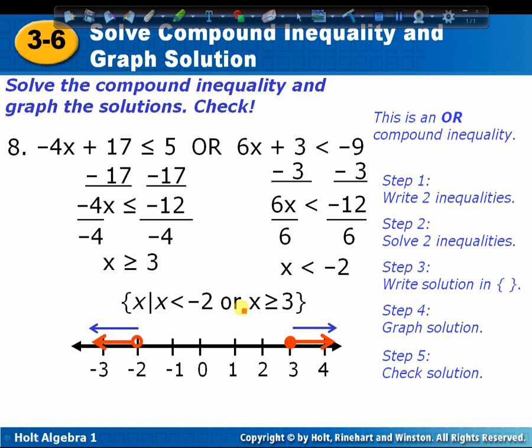X is less than negative 2, or x is greater than or equal to 3. Make sure that this circle over here is open and it's shaded to the left, and the circle on your 3 is closed and it's shaded to the right. If you made any mistakes here, please pause the video, go back, find your mistake, and fix it.